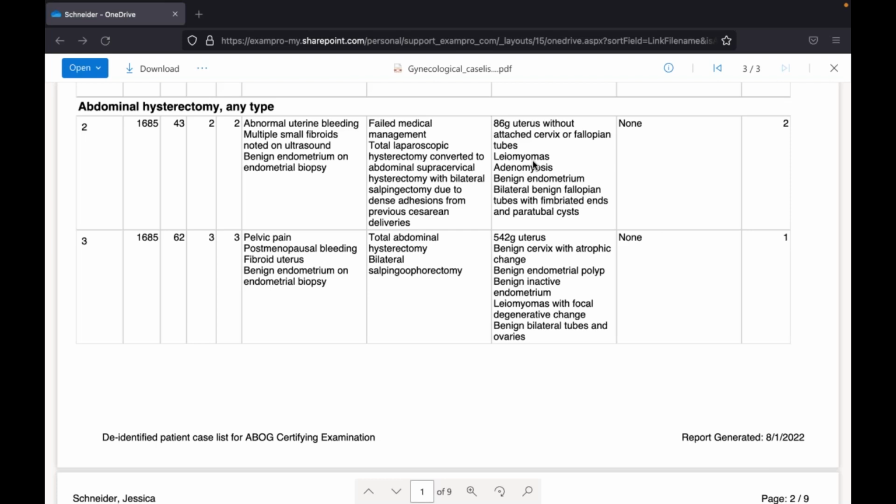I'm going to ask you one more question, but it's not a question that you can actually see on your list because it doesn't exist. And you remember at the beginning I said ABOG wants to know, how do you prevent and or manage complications? Well, this one doesn't have any. But let's say on postoperative day number 2, the patient has a fever of 101.